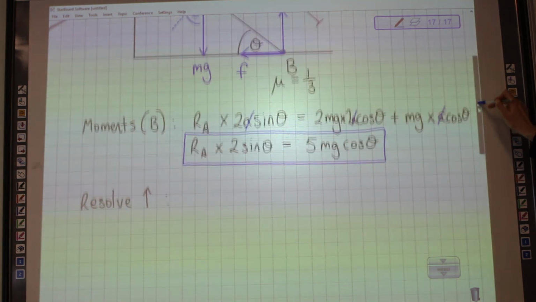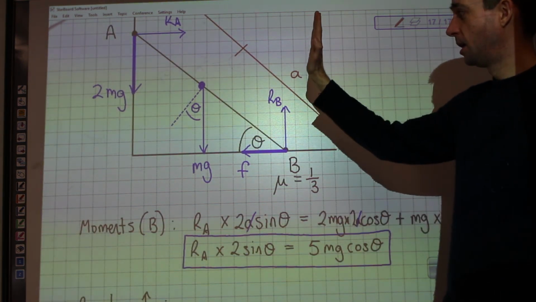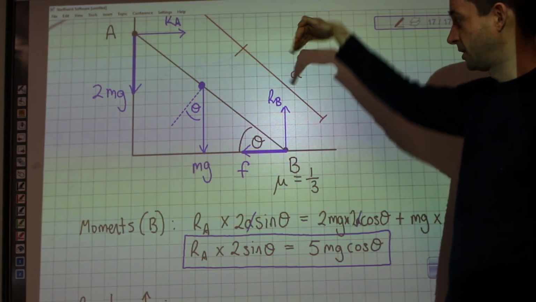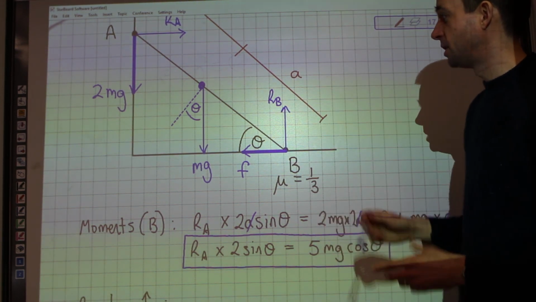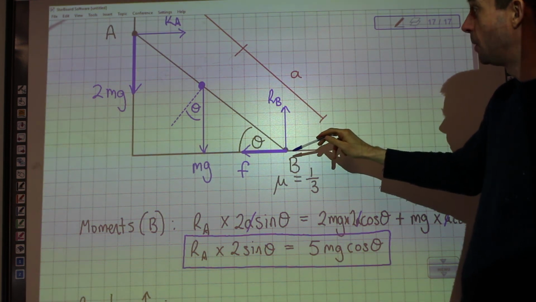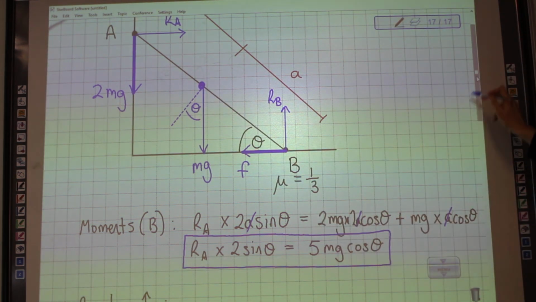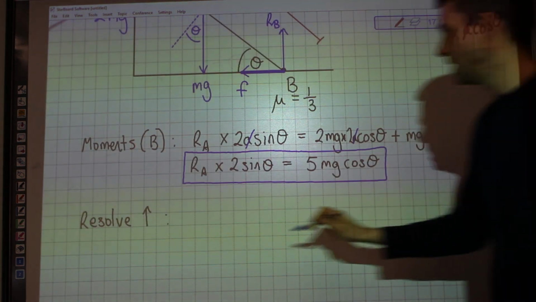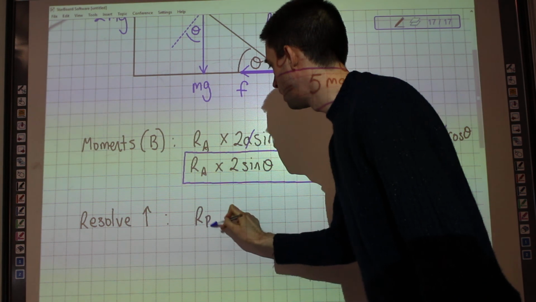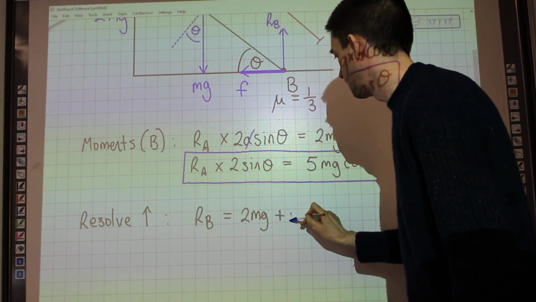Now, resolving vertically, I need to consider that all the forces acting up are equal to all the forces acting down. And this is actually quite nice and straightforward because you can see the only force acting vertically upwards is RB, and the only forces acting vertically downwards are 2mg and mg. So I can say that RB is 2mg plus mg.